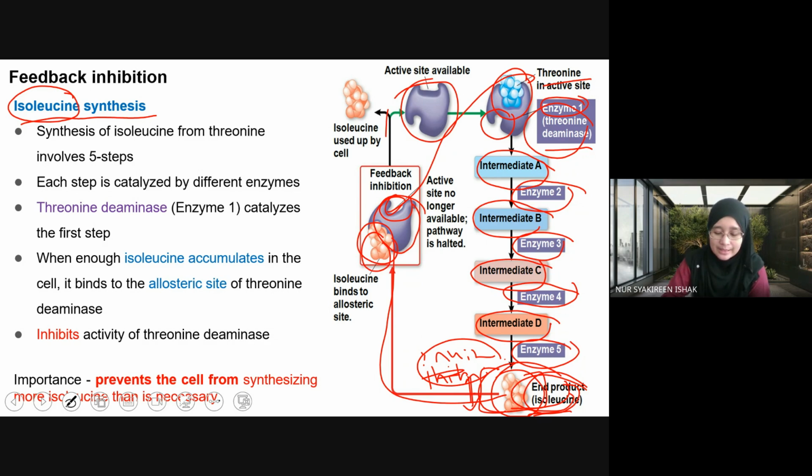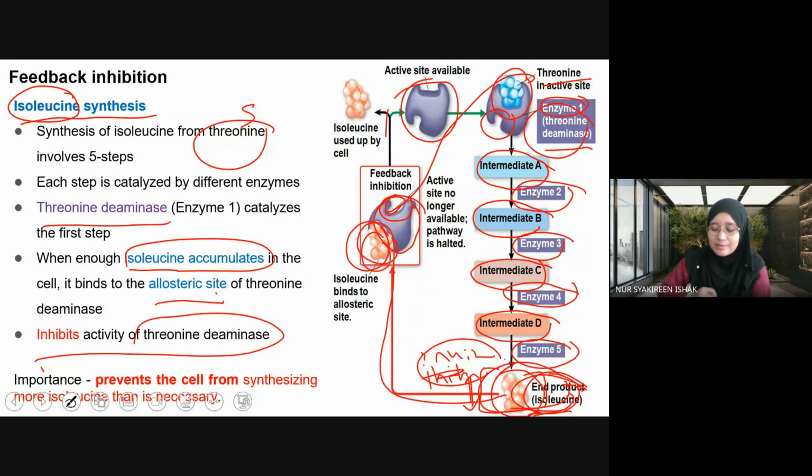It says here that the synthesis of isoleucine from threonine, which is the initial substrate, involves 5 steps, 5 enzymes, and each step is catalyzed by a different enzyme. The first enzyme is threonine deaminase. It catalyzes the first reaction until at the end it produces enough isoleucine. The isoleucine concentration has increased or accumulated and then becomes the inhibitor for the first enzyme by binding to the allosteric site and inhibiting the activity of the enzyme threonine deaminase.